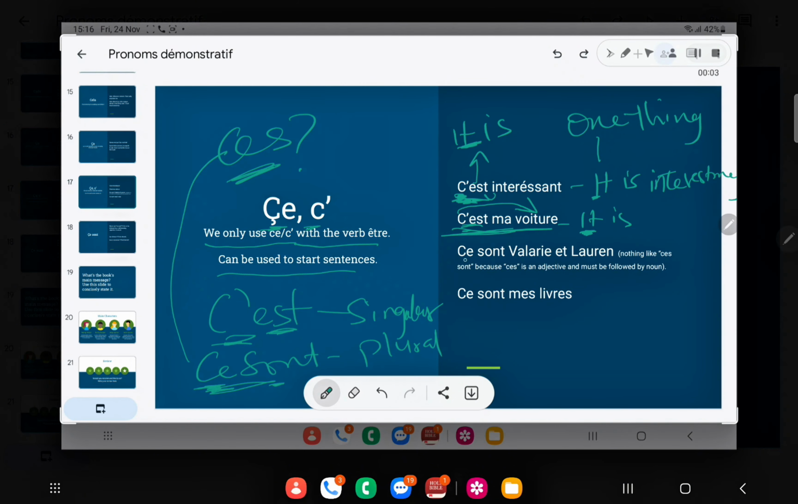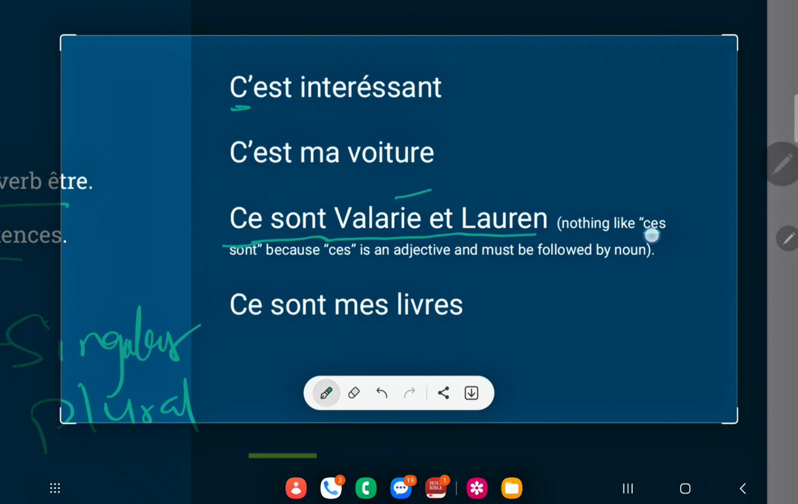And we'll come to the plural version. Plural, ce sont Valérie et Laurent. Ce sont Valérie et Laurent. They are Valerie and Laurent. They are. This one is it is. This one is they are. You can't say it are. No, that would be weird. Say ce sont, they are. There's nothing like c'sont. You can never say this in French. Ce sont, because ce is an adjective and must be followed by a noun.